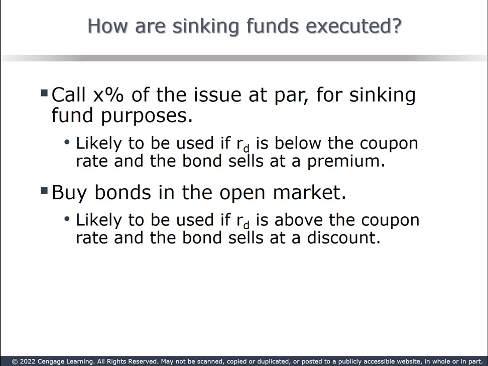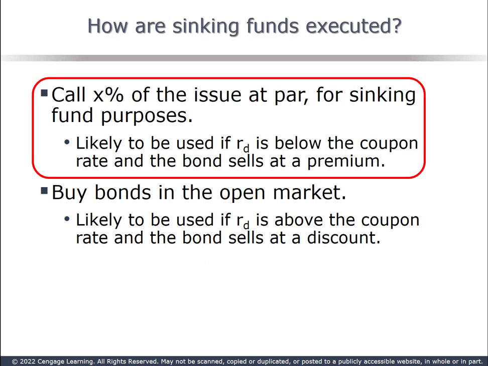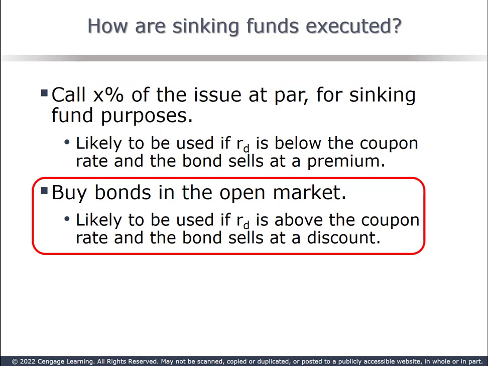How a sinking fund works. Two ways. A certain percentage of the bond issue is called each year through a serial number lottery. This is the method that would be used if the bond is selling at a premium for more than $1,000. Or the trustee can buy bonds in the open market. They would do this if the bonds are selling for less than face value.